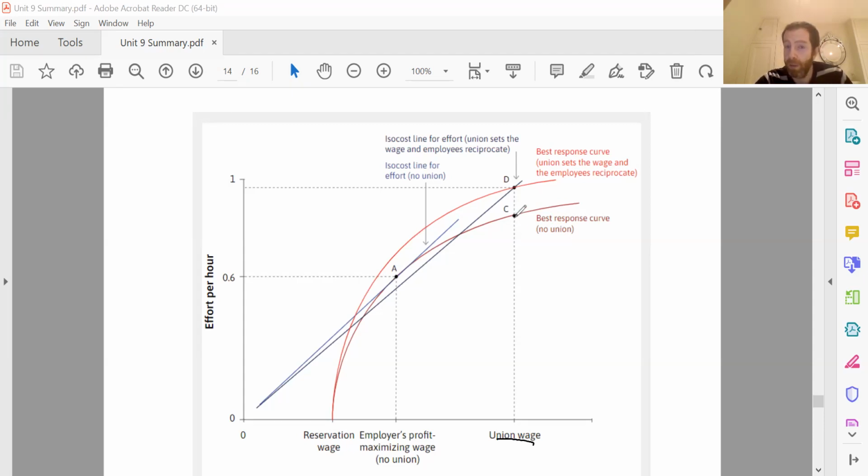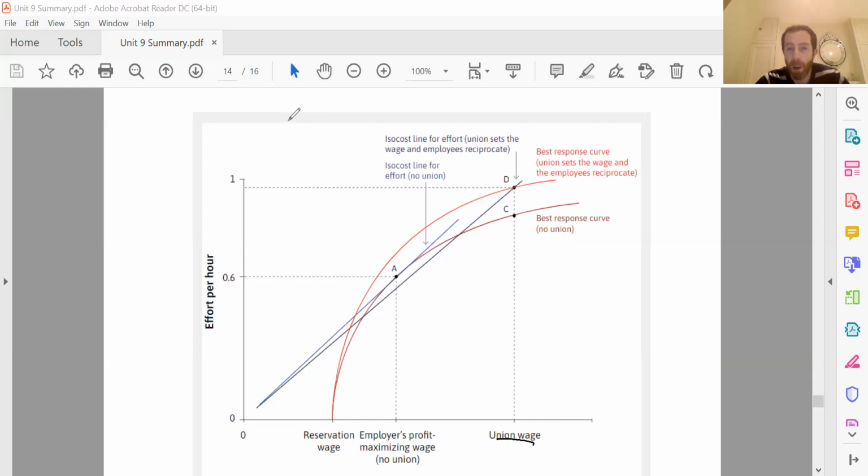We see that on the old best response curve, the union wage would give us this effort per hour. But what we're imagining now is that if there's a good relationship between the unions and the firms, the employees would see this positive relationship and actually be willing to put in more effort at this higher wage. And so the best response curve is shifting upwards. At every wage, they would put in more effort. And at the union agreed wage, they'd put in this level of effort, D. And so this is really good. This is certainly better than when you introduce the unions, certainly better from the firm's point of view.